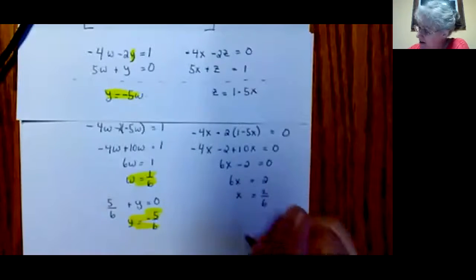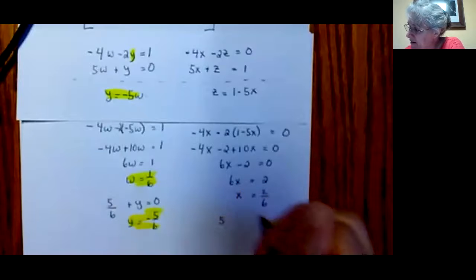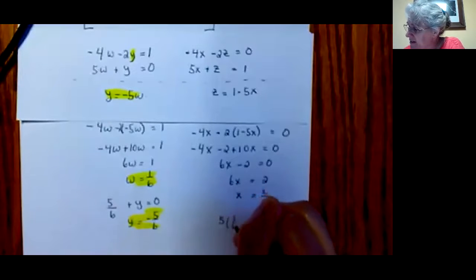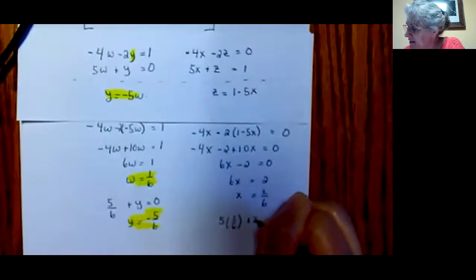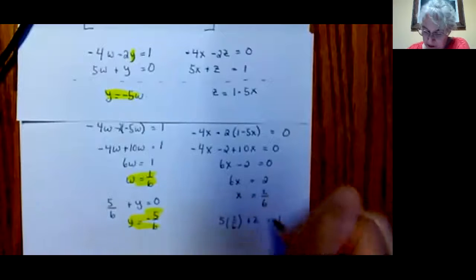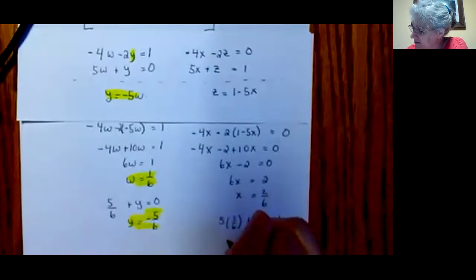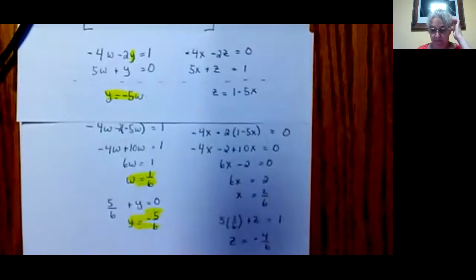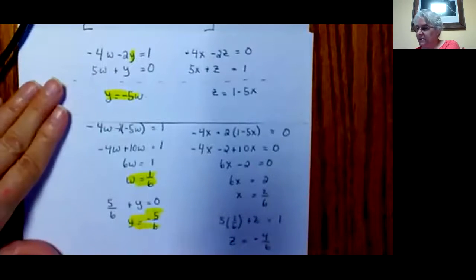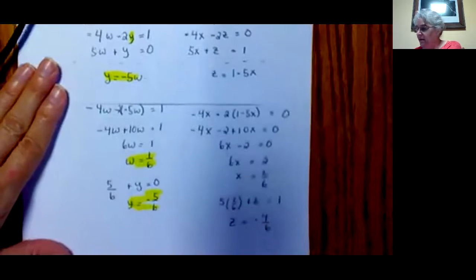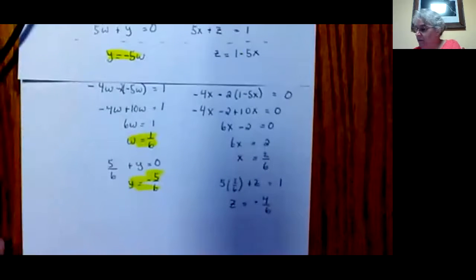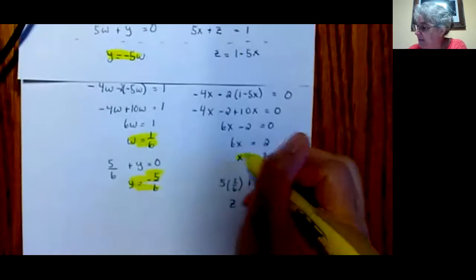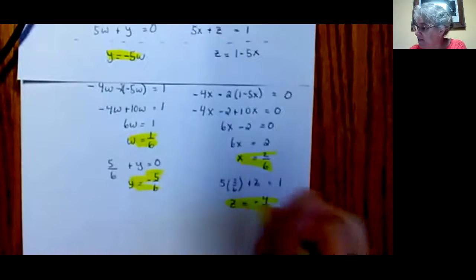Let's put our x back in here. So we get 5 times 2/6 plus z equals 1. I'm just going to go ahead and solve. z equals minus 4/6. Okay, so there you go. We now have all 4 pieces to make our inverse. We have x equals 2/6, z equals minus 4/6.